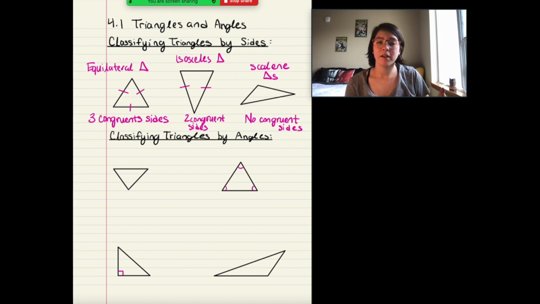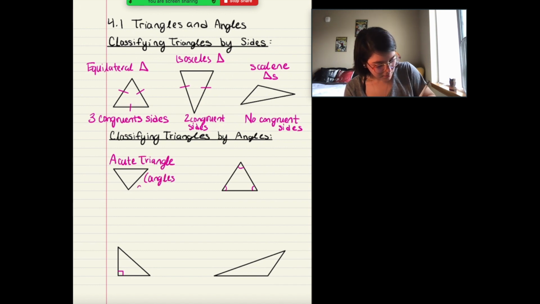We can also categorize triangles by their angles. So in this first triangle, I noticed that every angle looks to be less than 90 degrees. And when something's less than 90 degrees, we call it acute. I kind of remember that as it has some cute angles. Maybe that's a silly way to remember it, but it works for me. So we call this an acute triangle because all its angles are less than 90 degrees.